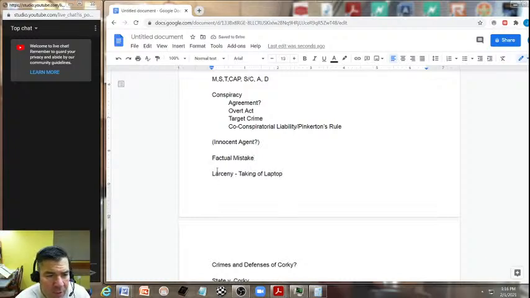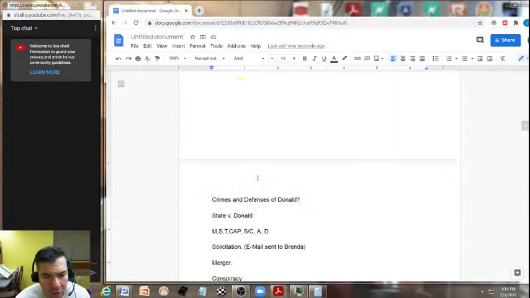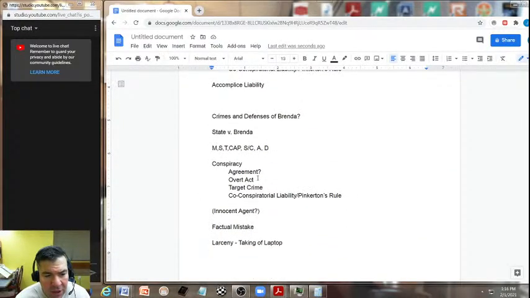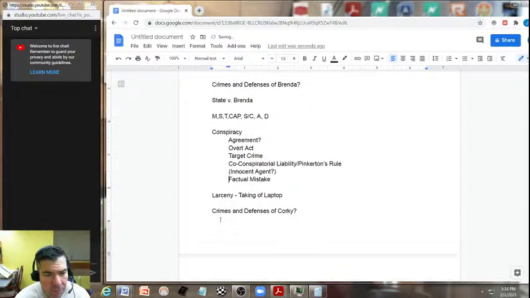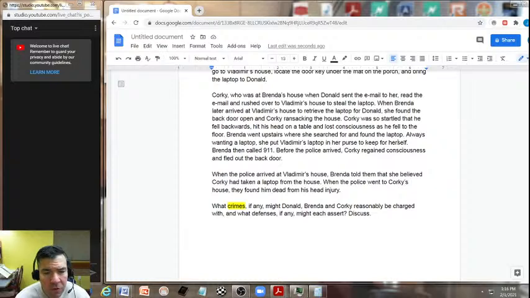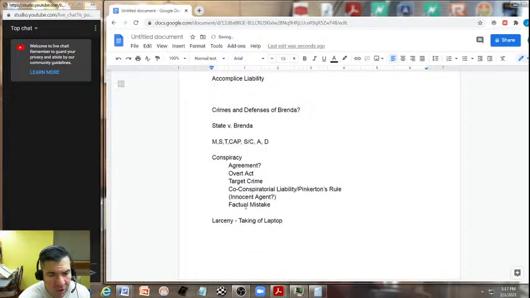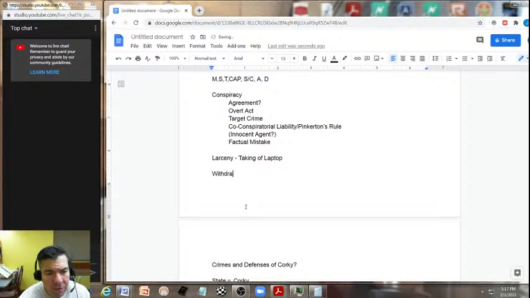Okay. Now the aspect up here concerning the information that she was given by Donald, that the laptop was actually Donald's, but in fact it was Vladimir's. So that information would possibly defeat the original conspiracy, and I want to put these arguments up here. Now the larceny, though, the taking of the laptop, at the point that she always wanted that laptop, so she put the laptop in her purse to keep for herself, we have a larceny at that point for Brenda. Now Brenda then called 911, and even if this situation down here, right here, I want to make sure to point this out, that after the larceny, just taking this in chronological order, we have a possible withdrawal situation.